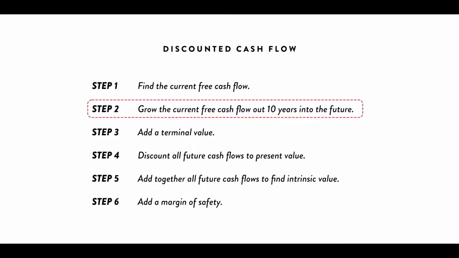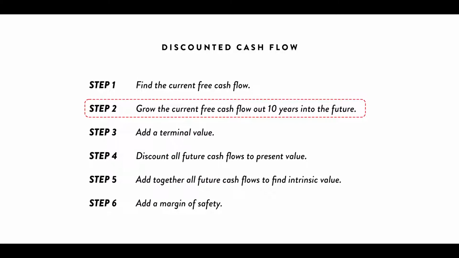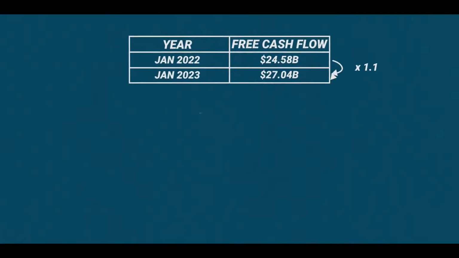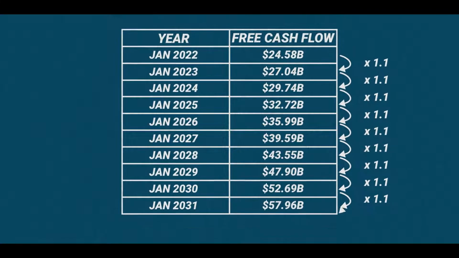Let's just run for this example with 10% per year as a growth rate. So let's now grow the free cash flow out by 10% per year for the next 10 years. It's pretty easy, just multiply the previous year's free cash flow by 1.1. And then after that, now we're going to sell this thing.